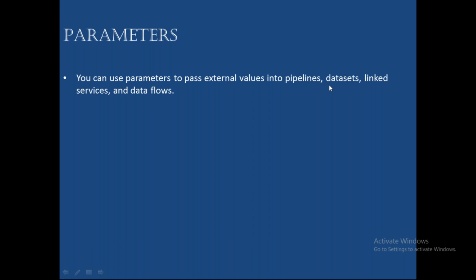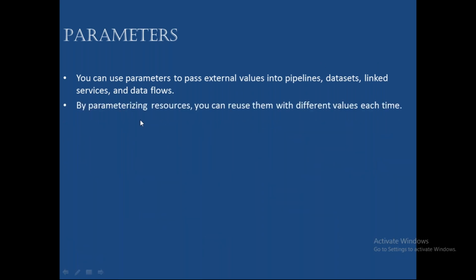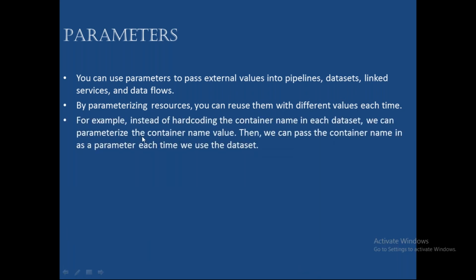Okay. So it will be confusing at this point in time, but you will have more clarity as you see the practicals. By parameterizing resources, you can reuse them with different values each time. That's what we are going to do. Same copy activity we are going to reuse again, with different values, different container names. For example, instead of hard coding the container name in each data set, we can parameterize the container name value. Then we can pass the container name in as a parameter each time we use the data set. That is what I was mentioning: the data set, we can pass dynamically.